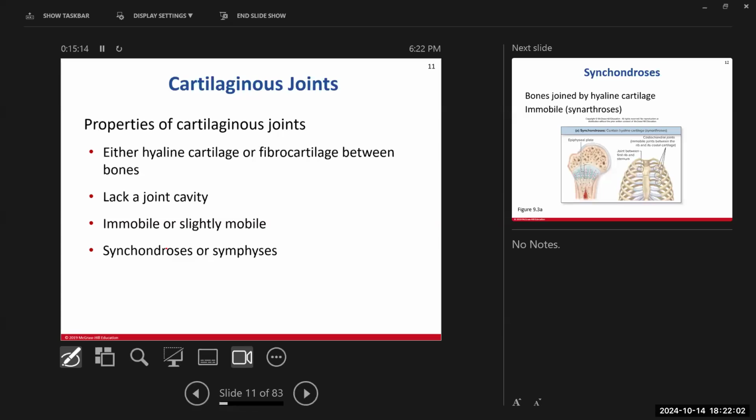All right, so the first group of joints were the fibrous, and we had 3 types of joints there. And now the next grouping are the cartilaginous joints here. And so, like the name says, there's going to be cartilage somewhere. So you're going to have either hyaline cartilage or fibrocartilage between the bones that make up this joint. Again, we have no joint cavity. And so these types of joints will either be immobile or they'll have a little bit of movement there.